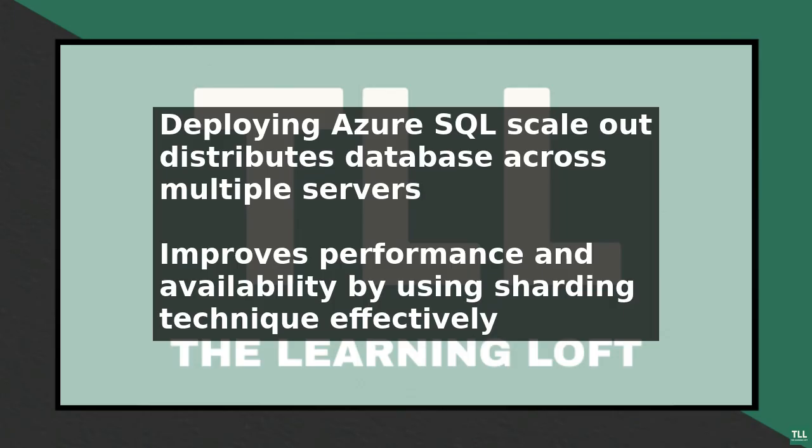The first step is to prepare your database for scale-out by identifying the shard key, which is the column that will be used to distribute data across multiple databases. This can be a customer ID, order ID, or any other unique identifier.